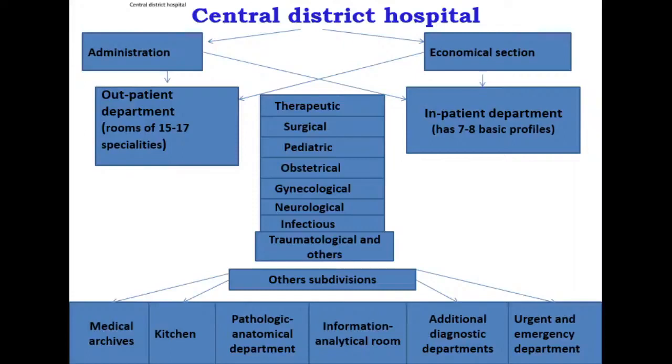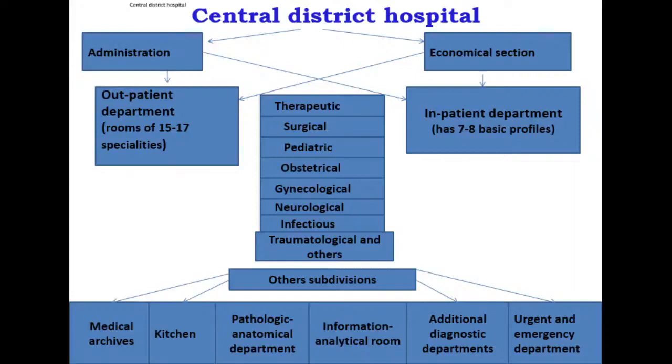In the district hospital, there are outpatient services with 15-17 specialties, and an inpatient hospital with 7-8 basic profiles. I am talking about therapeutics, common therapeutics, surgical department, pediatric department. In town, it is only an independent hospital. Also obstetric, gynecological, neurological, and infection departments. In town, you know that the infection department is absent; in town there is an obligatory independent infection hospital. In Crimea, there are an independent infection hospital and an independent children infection hospital. But in the Central District Hospital, this is a department in the structure of the whole hospital.